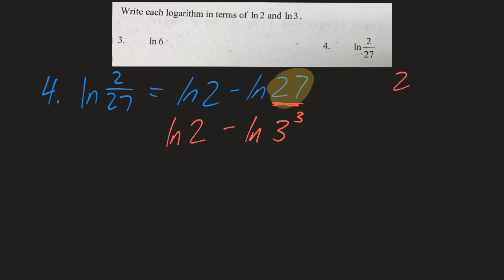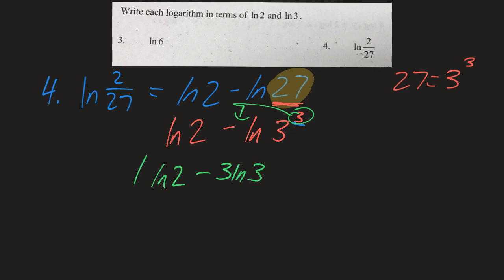And let's just make a note here: 27 is 3 cubed. Now, this is getting closer to what we want, that everything is only natural logs of 2 and 3. But how do I get rid of this exponent? Is there a rule that can help me with that? If we look at the power rule, you'll see that exponents can be dropped out in front as a coefficient instead. So now I've got natural log of 2 minus 3 natural log of 3.